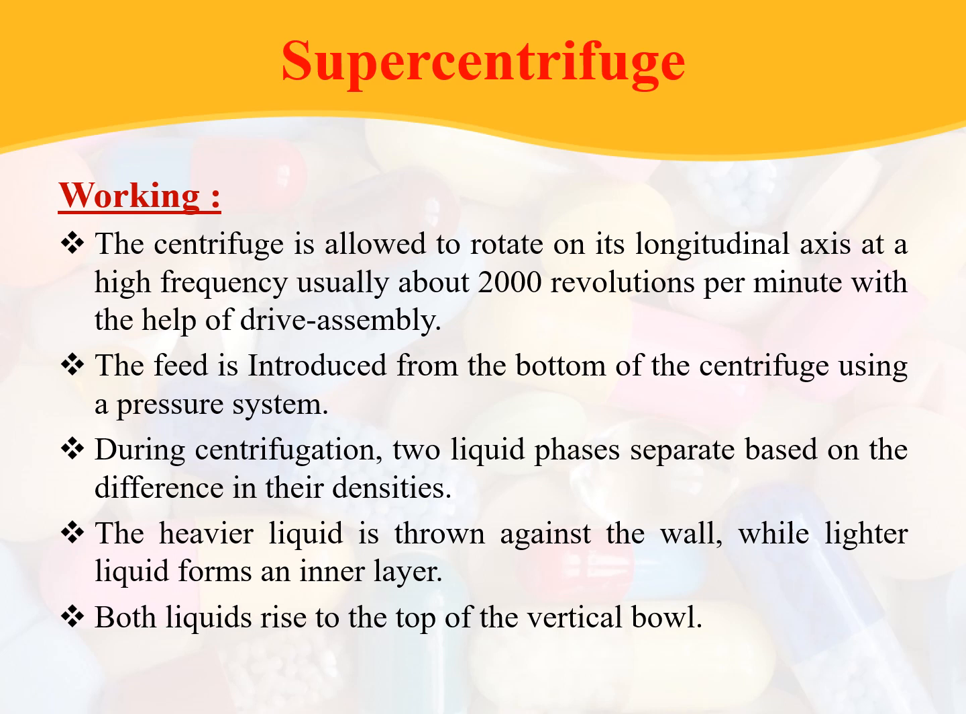Coming to the working, the centrifuge is allowed to rotate on its longitudinal axis at a high frequency, usually about 2000 revolutions per minute, with the help of a drive assembly. The feed is introduced from the bottom of the centrifuge using a pressure system. During the centrifugation, the two liquid phases separate based upon the differences in densities. The heavier liquid is thrown against the wall while the lighter liquid forms an inner layer, and both liquids rise to the top of the vertical bowl.